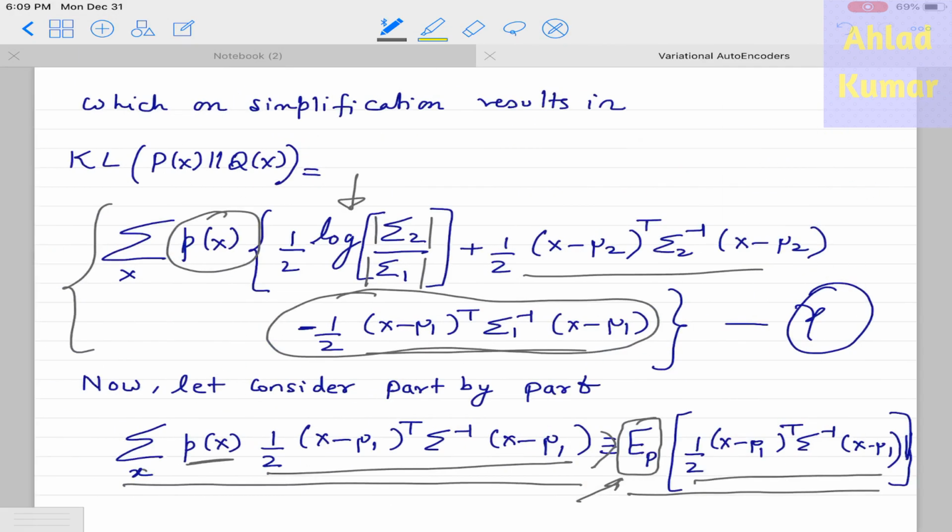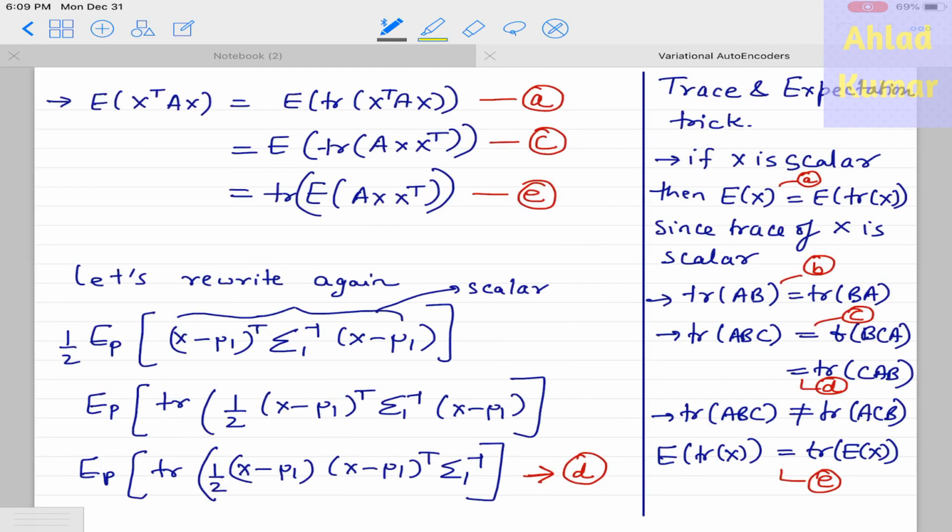In order to solve this expression further, we have to know some identities from linear algebra. So let's discuss that first. One of the concepts is the trace and expectation trick. By using these identities we can solve this expression. Trace is nothing but, if you have a square matrix, then the trace is basically the sum of all the diagonal elements that are present in this matrix. So it is very simple. It's just a summation of diagonal elements of a matrix. Please note that here the argument should be scalar.